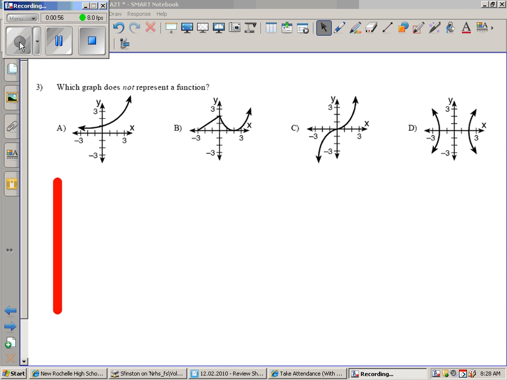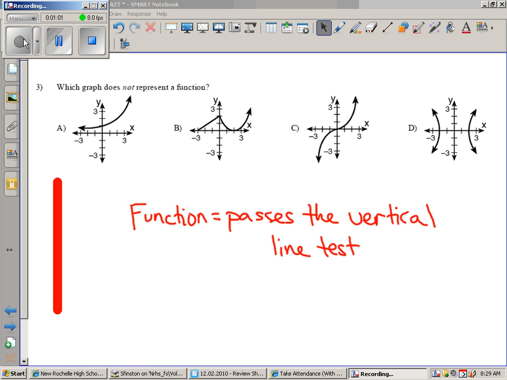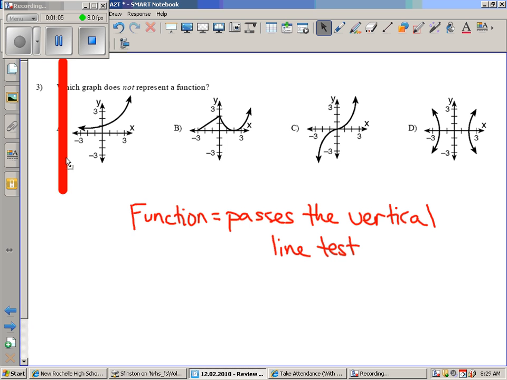Something's also a function if it passes the vertical line test. What does it mean to pass the vertical line test? It means you literally take a vertical line and you sweep it through. If it hits once at each point it passes, like A passed the vertical line test. B passes the vertical line test. That one's good. Let's check out C. C passes the vertical line test.